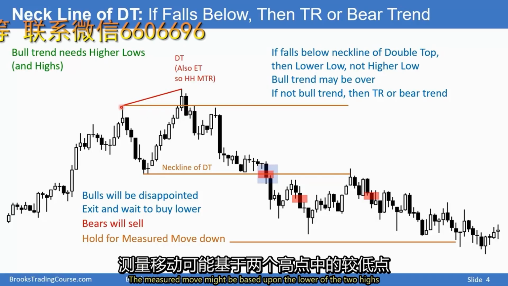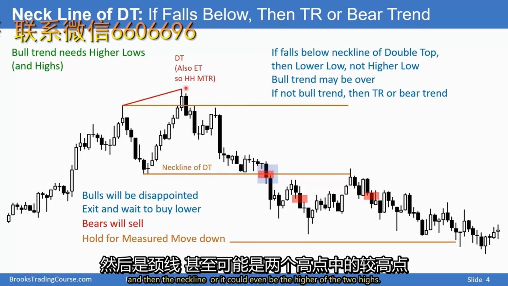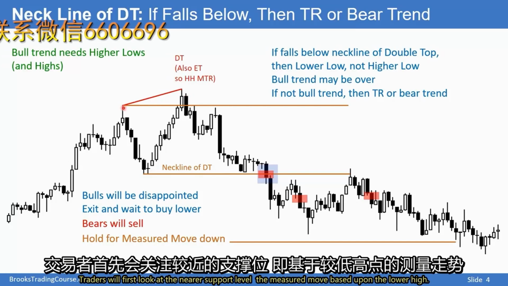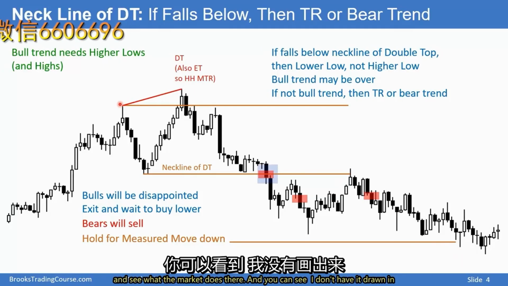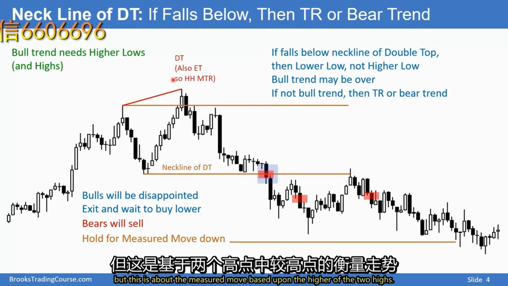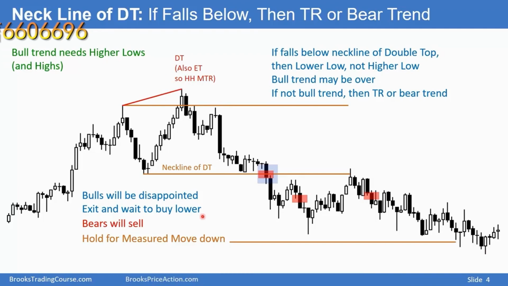The measured move might be based upon the lower of the 2 highs and then the neckline, or it could even be the higher of the 2 highs. Traders will first look at the nearer support level, the measured move based upon the lower high. If it falls below that level, they'll then look at a measured move based upon the higher of the 2 highs and see what the market does there. And you can see, I don't have it drawn in, but this is about the measured move based upon the higher of the 2 highs.